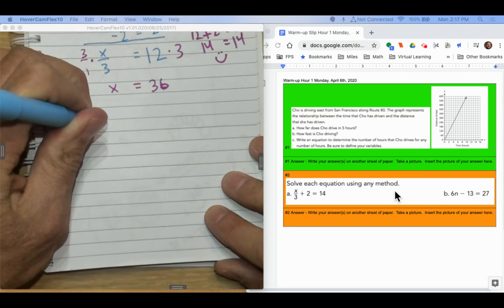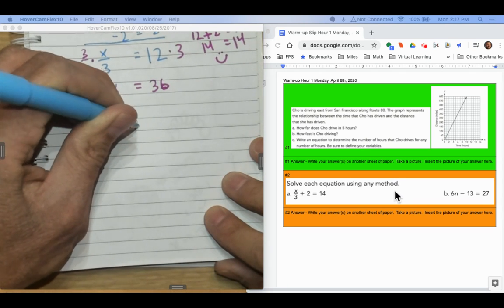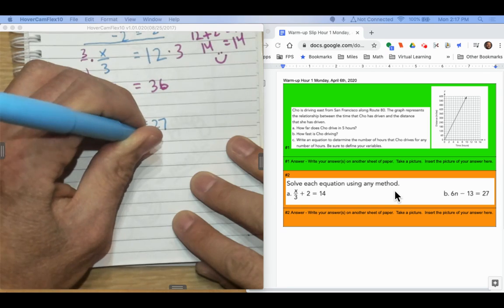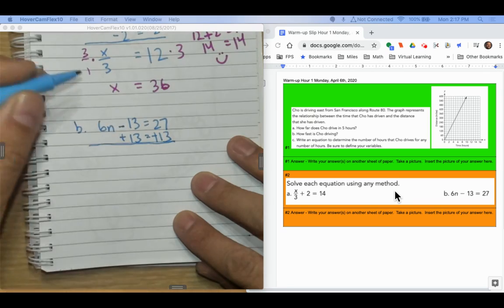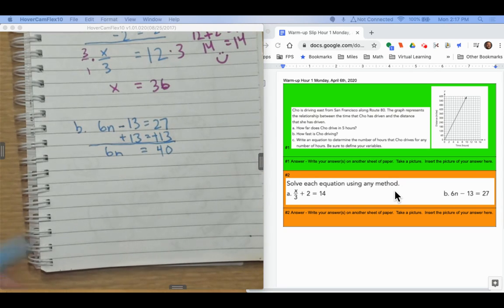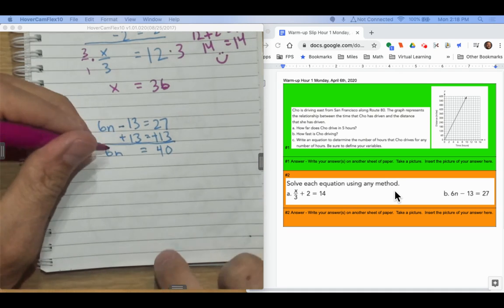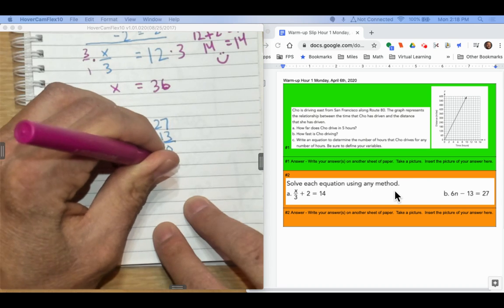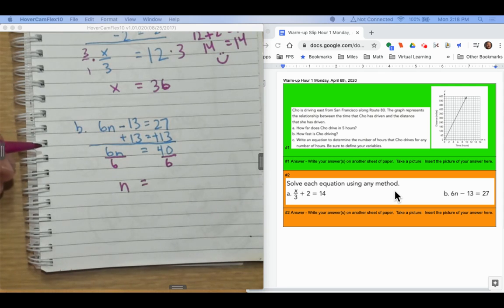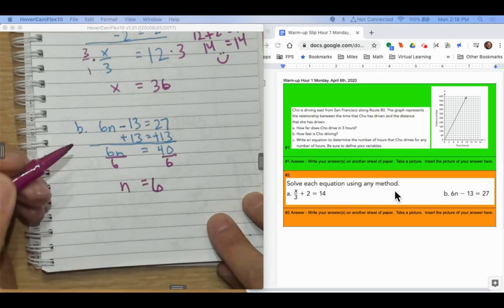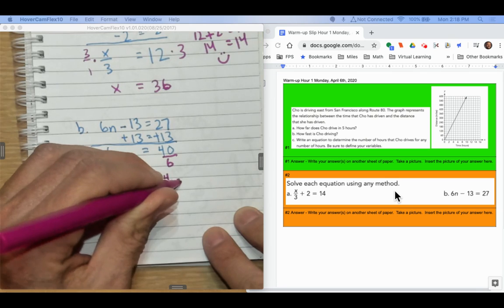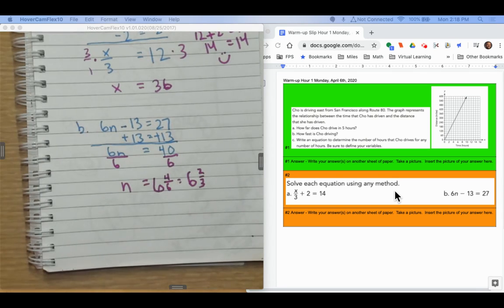Part B has 6 times n minus 13 equals 27. Okay. Add 13 to both sides, inverse operation, keep everything balanced. Then 6 times n is going to equal 40. Then this is multiplication, so I'd use the inverse operation. I would divide both sides by 6. 6 divided by 6 is 1, or just n on the left side. 40 divided by 6 is going to be 6 with a remainder of 4. So it would be 6 and 4/6, which I could rewrite as 6 and 2/3 in lowest terms.